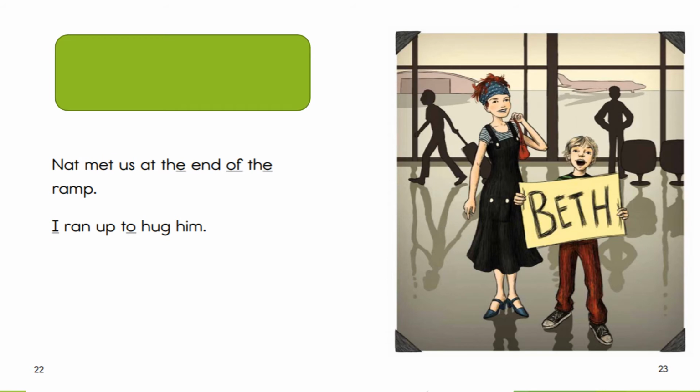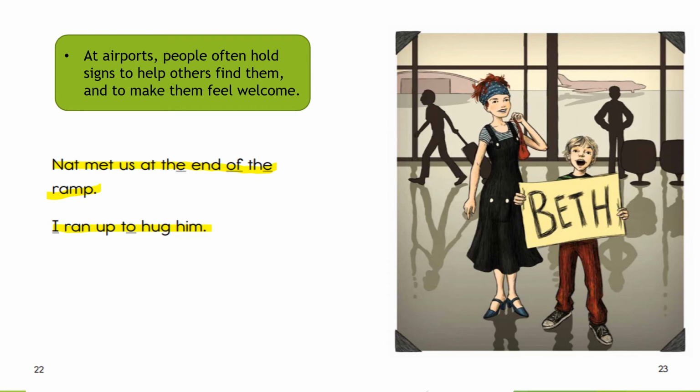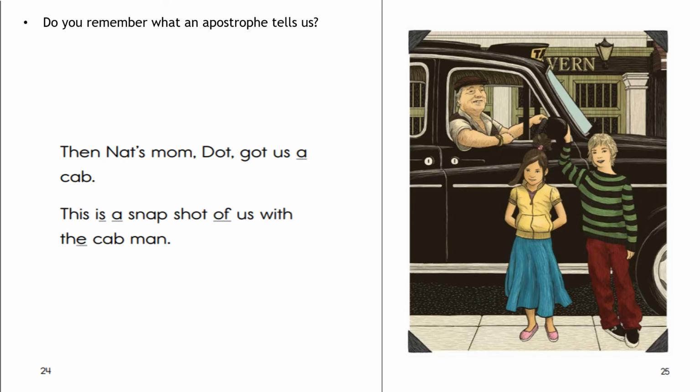Let's continue reading. Nat met us at the end of the ramp. I ran up to hug him. So at airports, people often hold signs to help others find them and to make them feel welcome. This is the sign that Nat made for Beth to make her feel welcome. Let's continue. Then Nat's mom, Dot, got us a cab. This is a snapshot of us with the cabman.